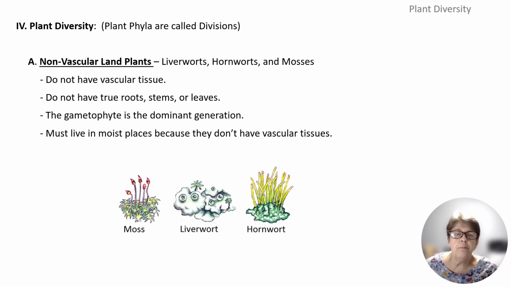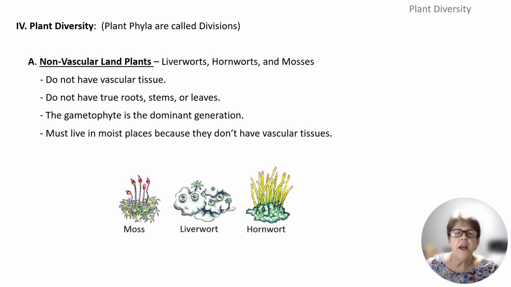Our first group of plants are non-vascular land plants. These are liverworts, hornworts, and mosses. You may remember from our last section of notes that vascular tissue is tissue that transports materials throughout the plants. So there's xylem that transports water and minerals from the roots up through the stem and the leaves, so the rest of the plants. And then there's phloem that transports the sugars and starches that the plant makes through photosynthesis down from the leaves, down through the stem and the roots into the rest of the plant.